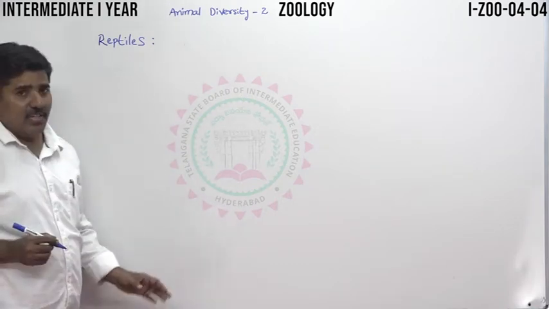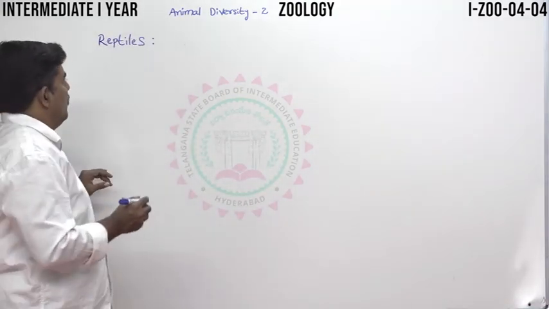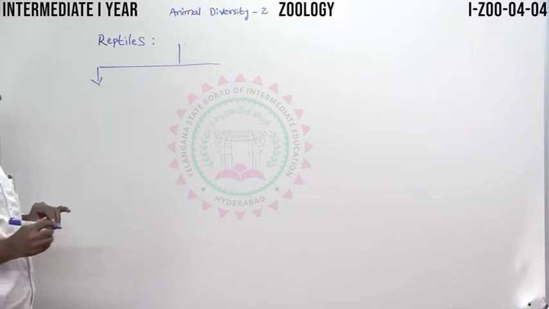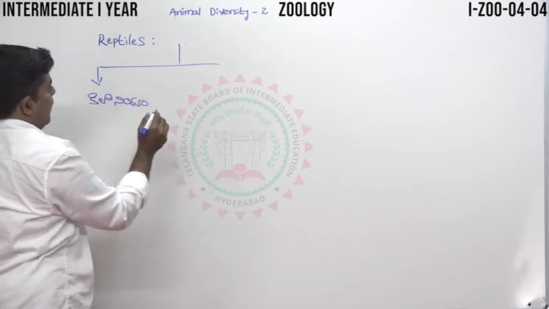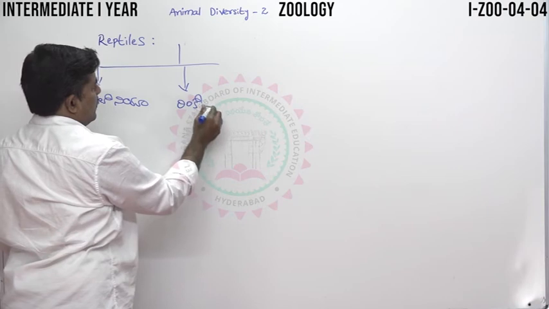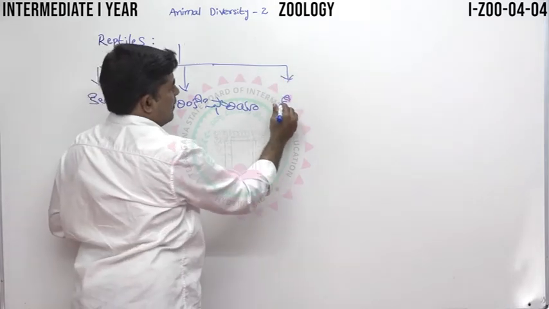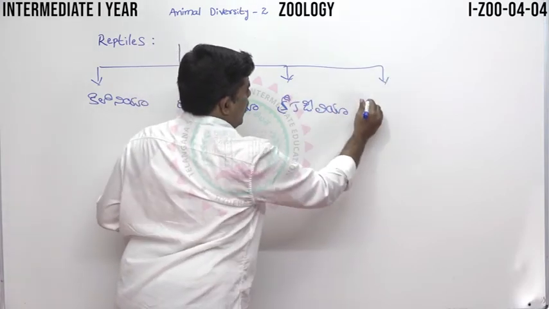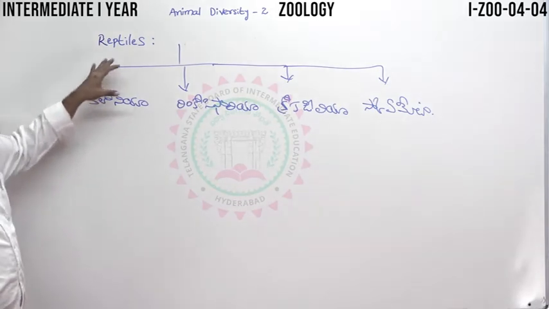Now we discuss the classification of the reptiles. This particular class can be divided into 4 subclasses, that is called Chelonia, Rhynchocephalia, Crocodilia, Squamata. These 4 important subclasses we can discuss in the reptiles.